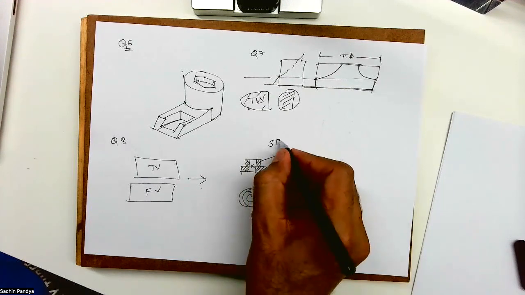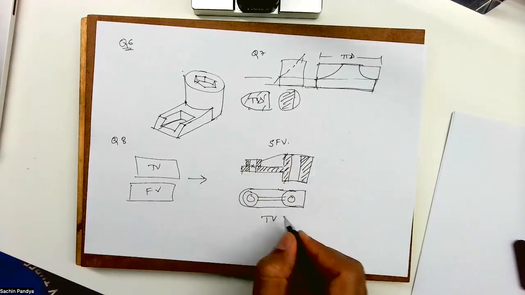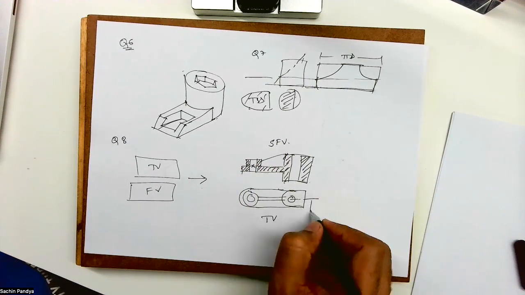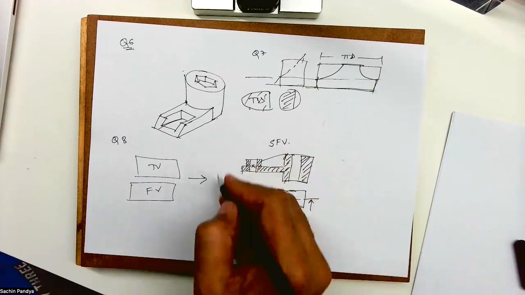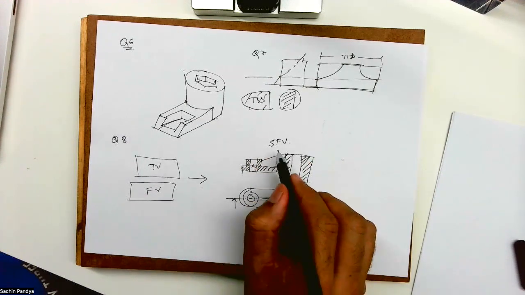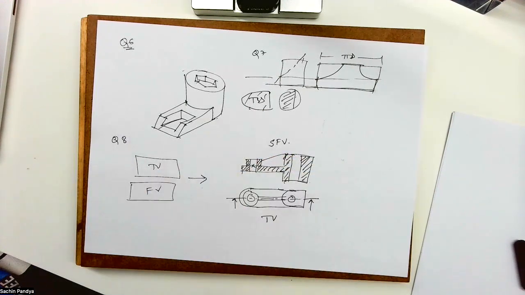So first time I've seen such kind of sums, sectional front view and top view. In the sense, they didn't ask side view. They just asked only front view, top view. Okay. So this is sectional front view. This is sectional top view. This is sum number 8.